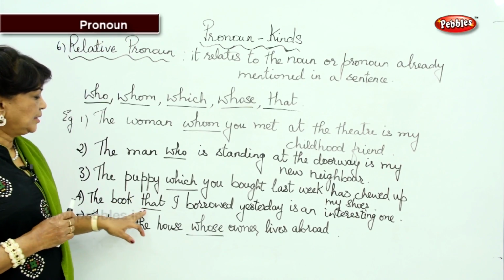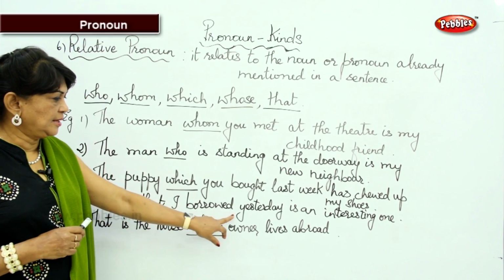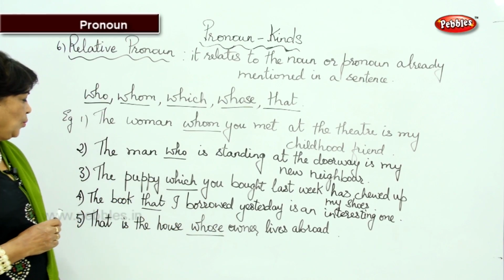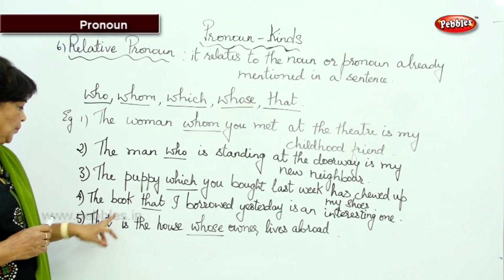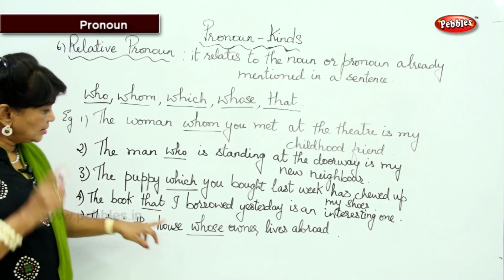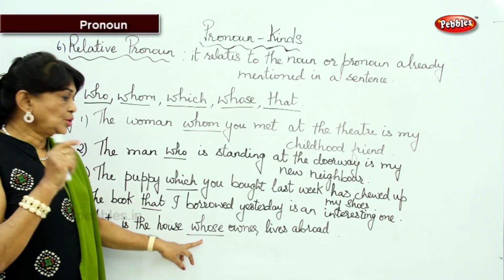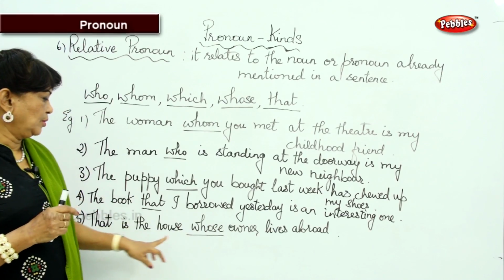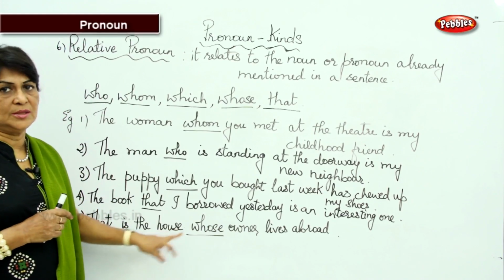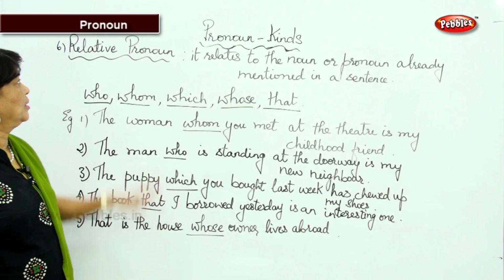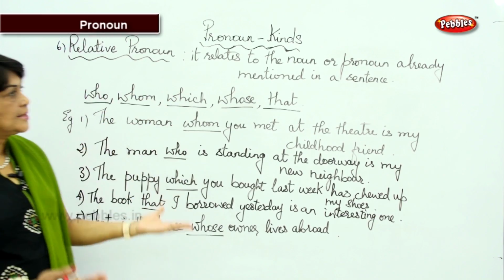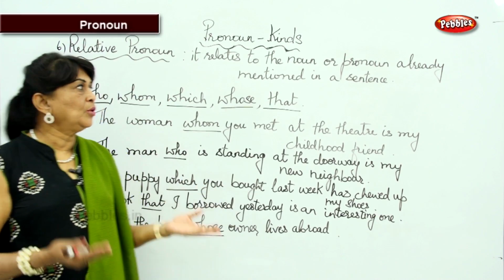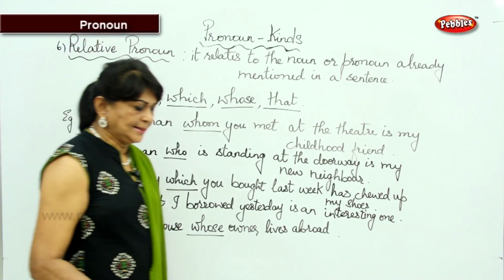The book that I borrowed yesterday is an interesting one. So, that refers to the book here. And that is the house whose owner lives abroad. Whose means the house's owner lives abroad. So, if you see here, relative pronoun relates to the noun or pronoun already mentioned in a sentence.